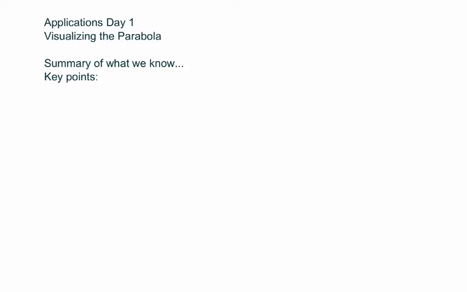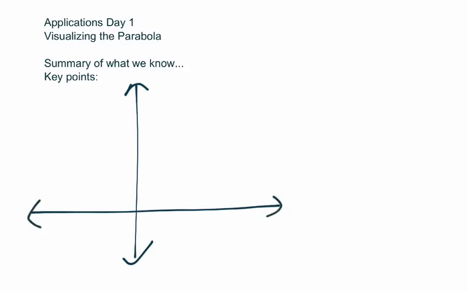What I want to start out with is just to quickly summarize what we know about parabolas from the last 2 units. So we talked in the last unit about some key points on a parabola, and this figure might look familiar to you, where we have the XY plane and then we have this parabola on it. And there are several key things or key points that we can find on this parabola.